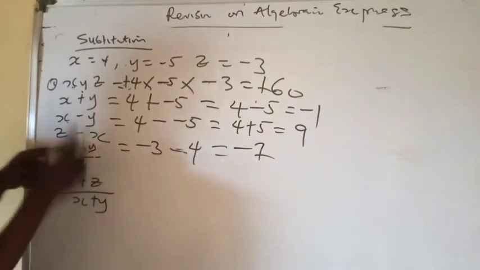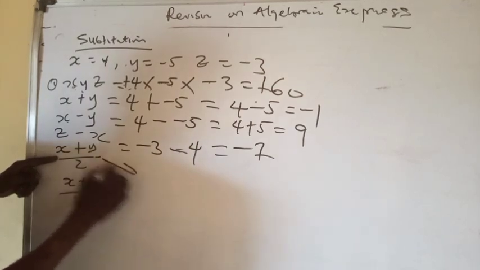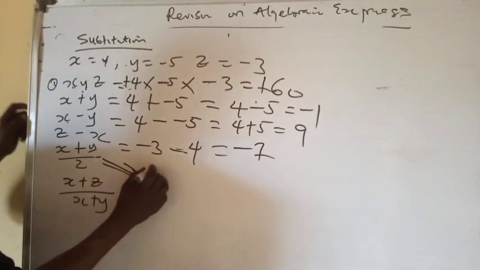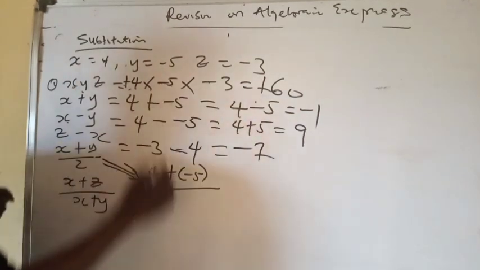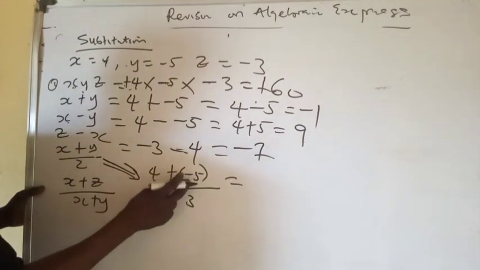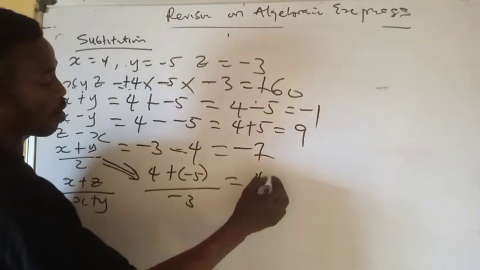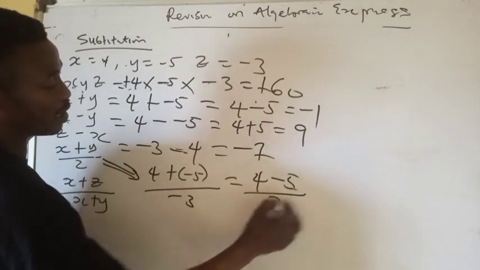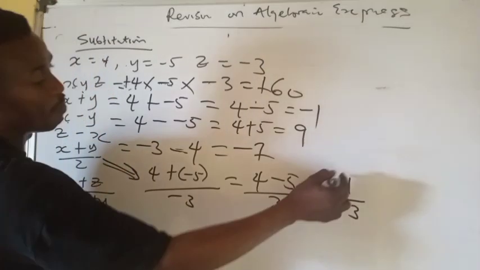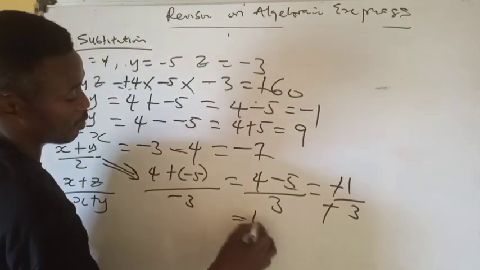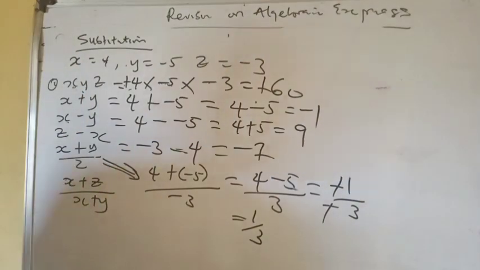Now, the next one, let's see. x plus y over z. This question, x plus y over z. My x is 4 plus minus 5, over z, which is minus 3. Plus minus will give me what? Minus. 4 minus 5 over 3. What do you have? Minus 1 over minus 3. Minus cancels minus. What do you have? 1 over 3. Take it out.